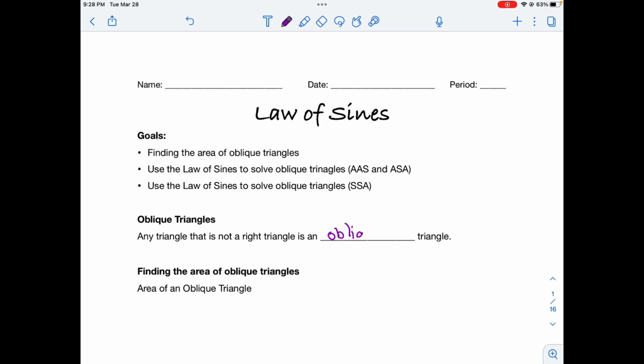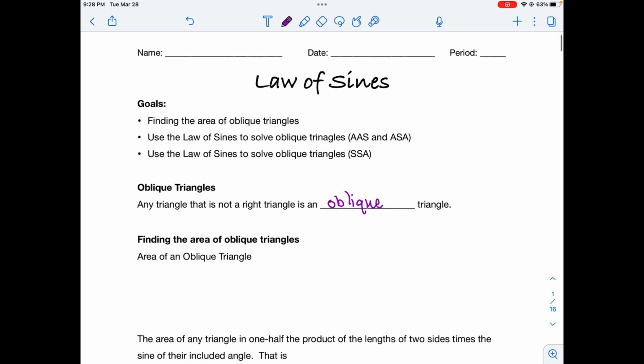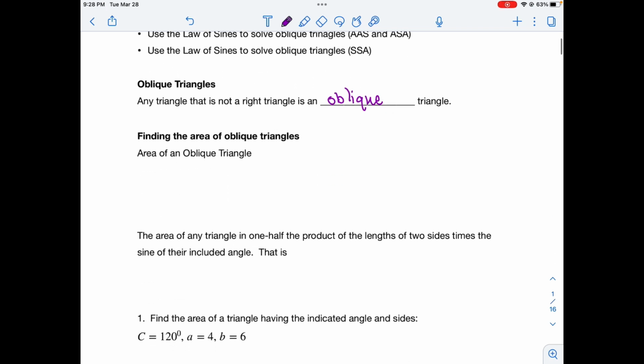So what is an oblique triangle? A triangle that is not a right triangle is called an oblique triangle. First, let's talk about how to find the area of oblique triangles. So let's say we're given a triangle that's not a right triangle. And I'm going to label the angles with uppercase letters A, B, and C.